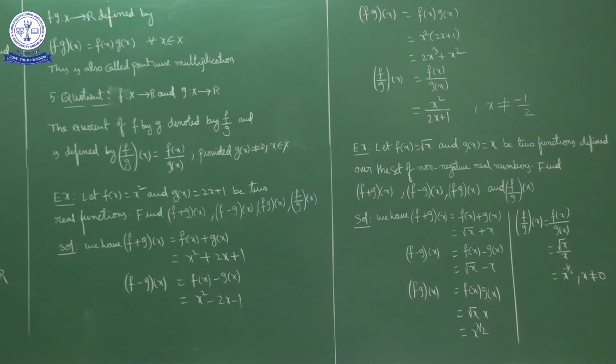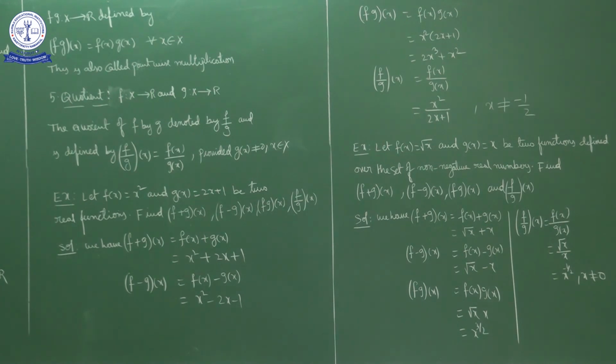Okay. F into g of x. F into g of x is what? F of x into g of x, where f of x is square root of x, g of x is x. X means x power 1, square root of x means x power 1 by 2. So x power 1 into x power 1 by 2, bases are equal, you can add the powers. So 1 plus 1 by 2 is 3 by 2. So x power 3 by 2. F into g of x is equal to x power 3 by 2.